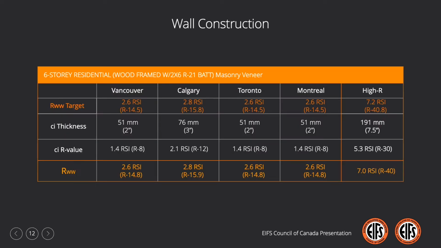The masonry performance was recorded as follows. Along the top row, we have the target whole wall R value as established by our EIFS. In the bottom row, we have the whole wall value as achieved by our masonry assembly. Between the two, we find the CI thicknesses required for the masonry assembly to achieve that whole wall target value. So 2 inches in Vancouver, Toronto, and Montreal, 3 inches in Calgary, and 7.5 inches for the high R condition.